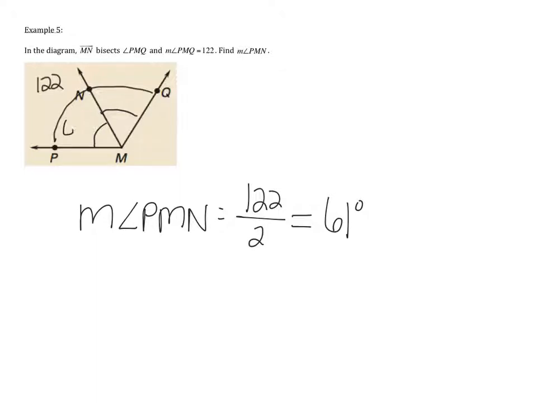If this angle is 61 degrees, then also this angle is 61 degrees. I realize the problem didn't ask you that, but just for clarity's sake, both angles would equal 61 degrees, and the big angle, again, is 122 degrees.